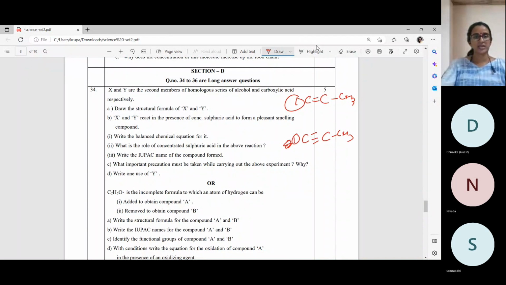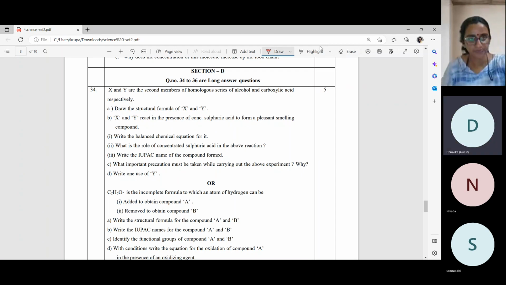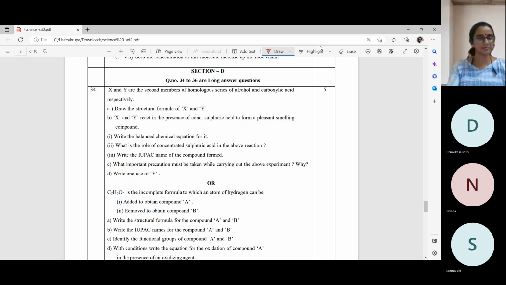All right. Okay, can we talk about the second part of this question? How do these two react? Do you guys know the chemical equation for this? Yeah, it forms an ester. So it forms an ester, correct? Okay.